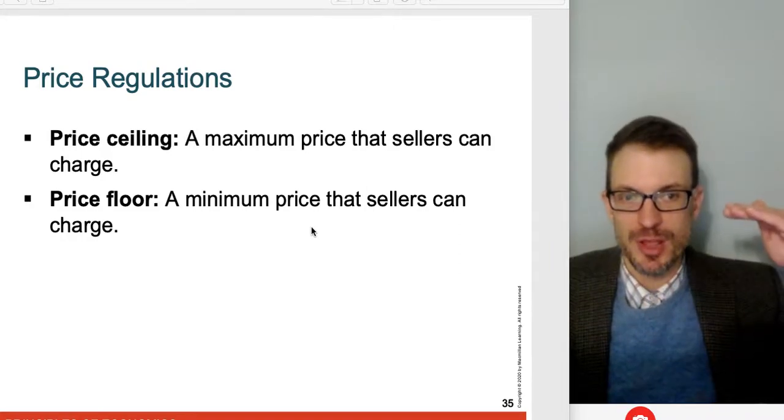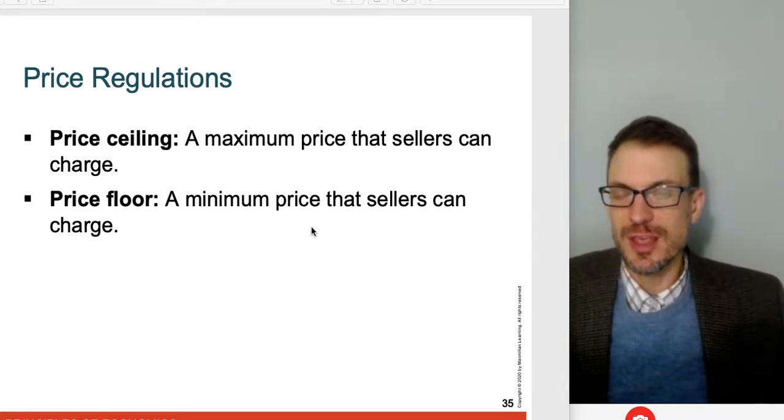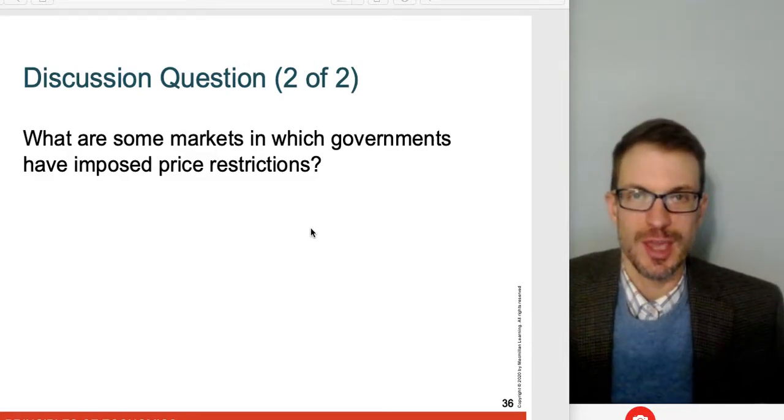It stops the price from going any higher in the case of a price ceiling, and stops the price from going any lower in the case of a price floor.